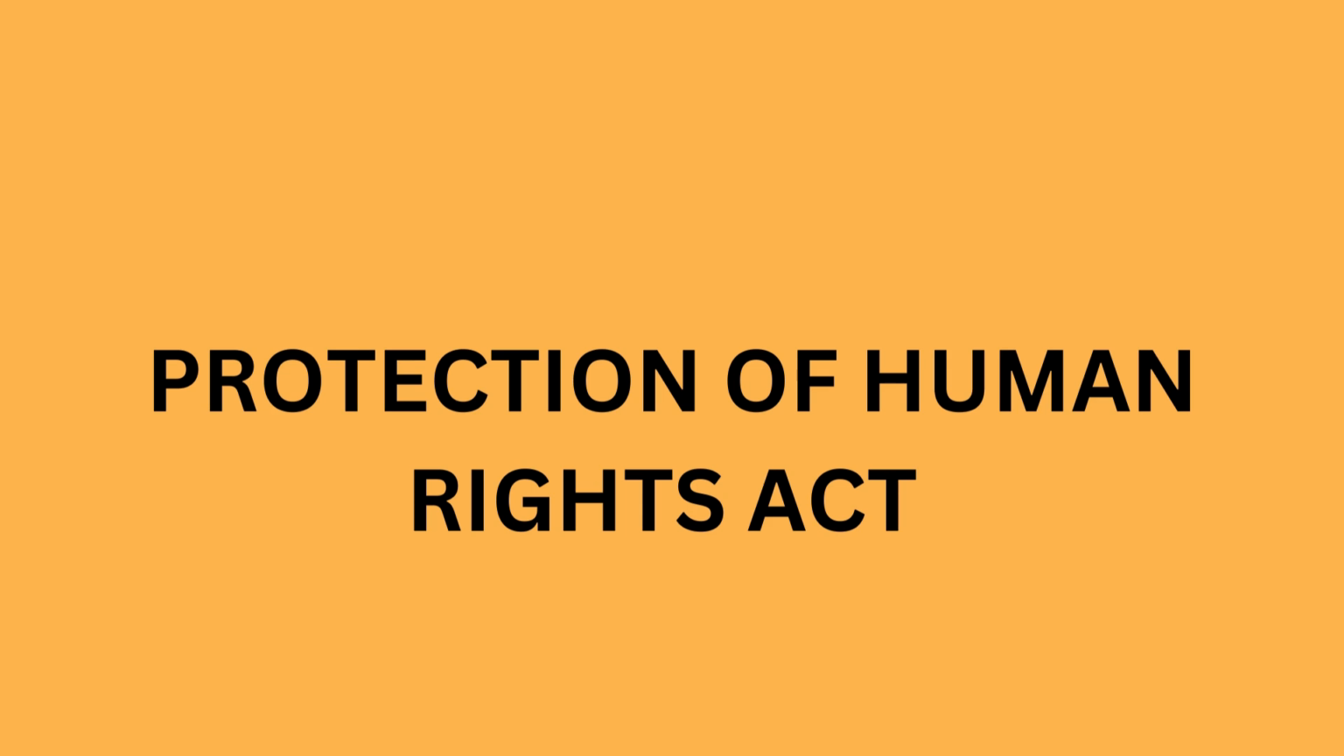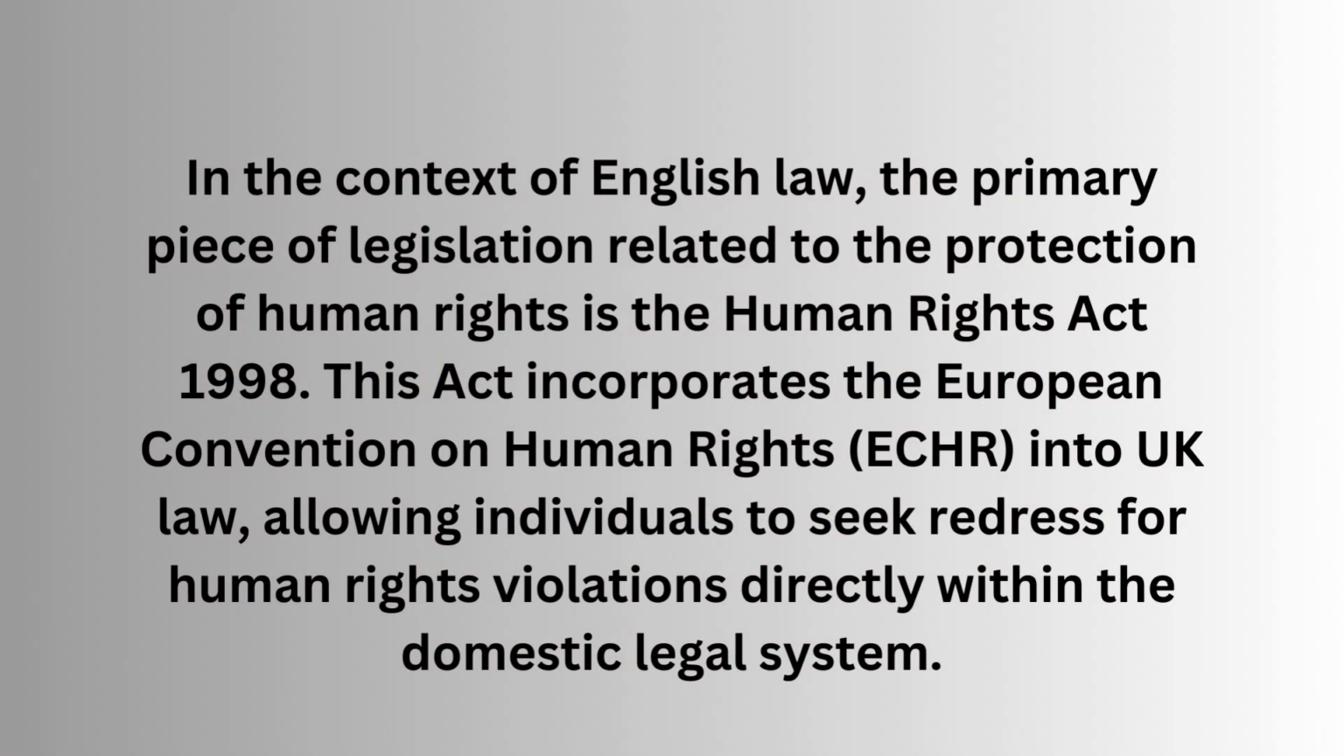Protection of Human Rights Act. In the context of English law, the primary piece of legislation related to the protection of human rights is the Human Rights Act 1998. This act incorporates the European Convention on Human Rights, ECHR, into UK law, allowing individuals to seek redress for human rights violations directly within the domestic legal system.